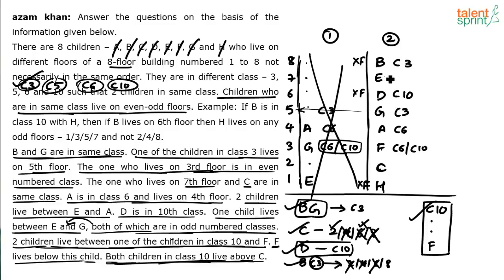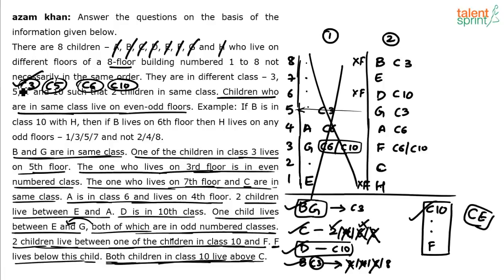Okay, the one who lives on 7th floor and C are in the same class. So C and E are in the same class, C and E is one group. Yes or no? Now which class can that be? For both of them the class is not fixed.